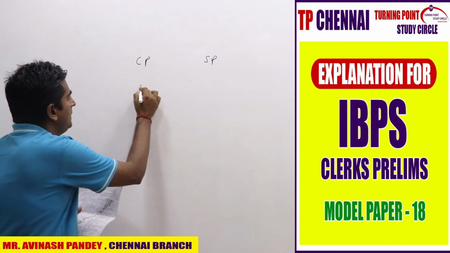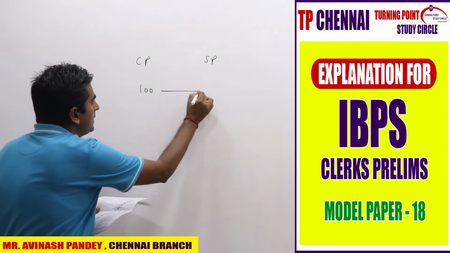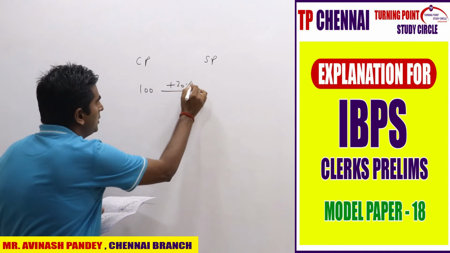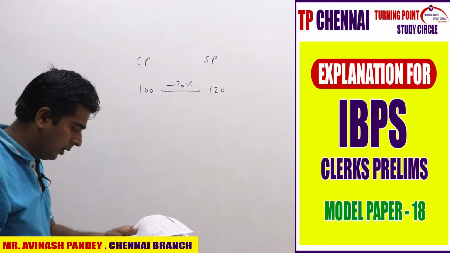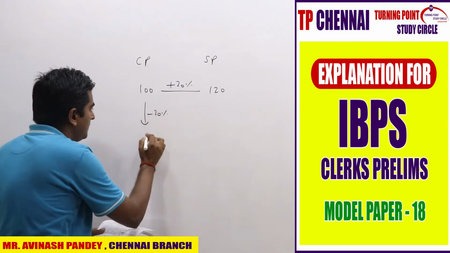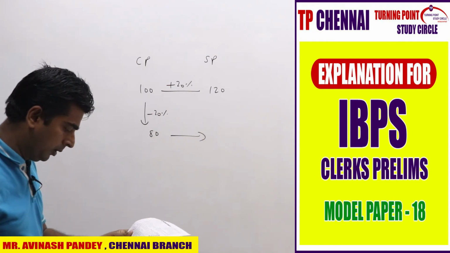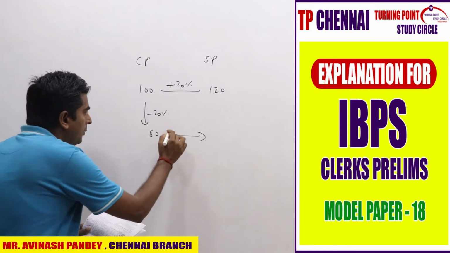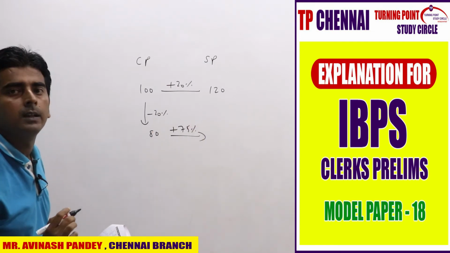So my initial CP is 100, right? Now Hari sells an article at 20% profit. If you increase 20% here, how much you will be getting selling price? 120, right? Now they are saying that if he had bought it 20% less, 20% less is nothing but how much? It is 80, right? And then they gave that and sold it for rupees 40 more, he would have gained 75%.